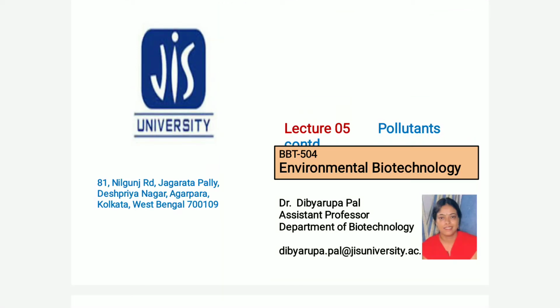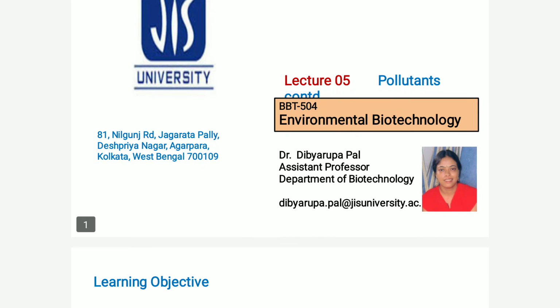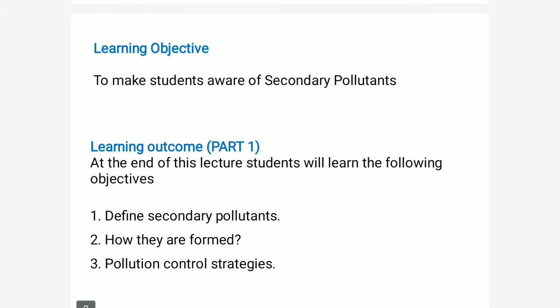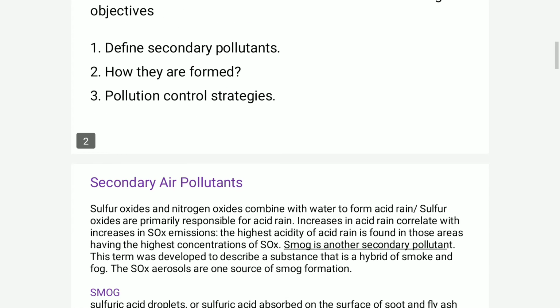Now, lecture 5, pollutants, continued, section under environmental biotechnology. The learning objective is to make the students aware of secondary pollutants that arise mainly from the primary pollutants. And the learning outcome is that at the end of this lecture, students will learn the following objectives, that is, define secondary pollutants, how they are formed, and pollution control strategies.